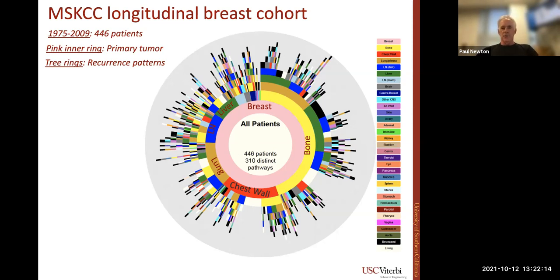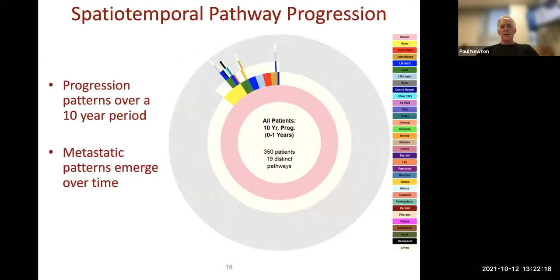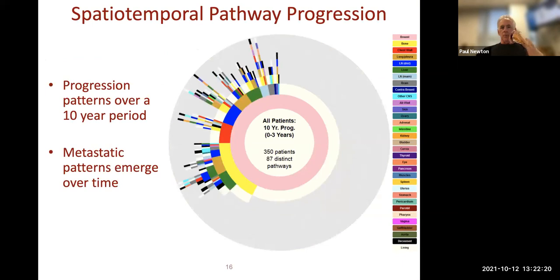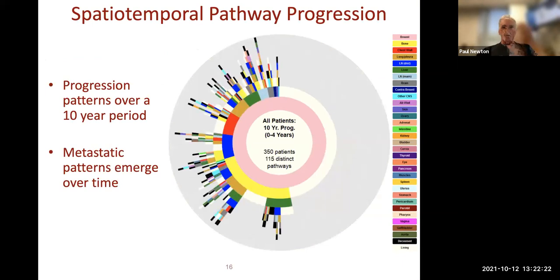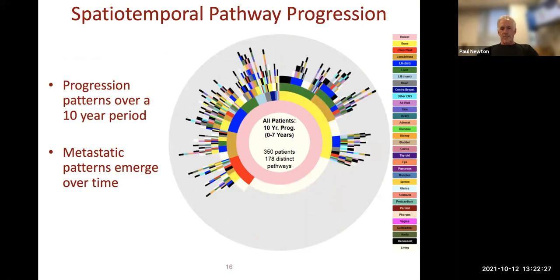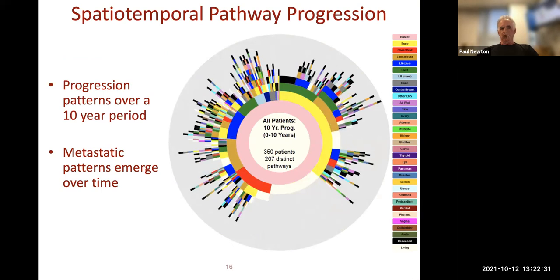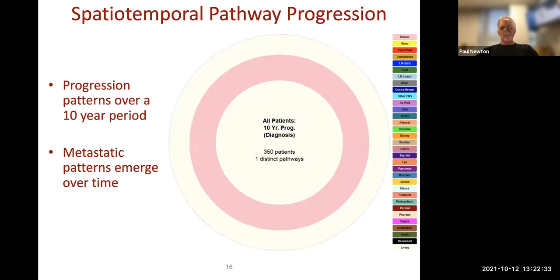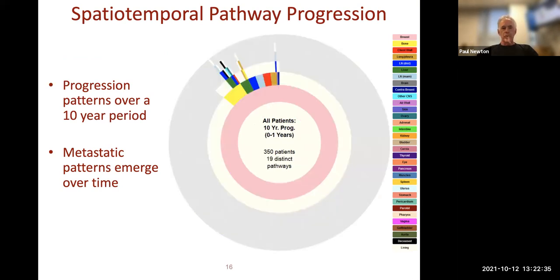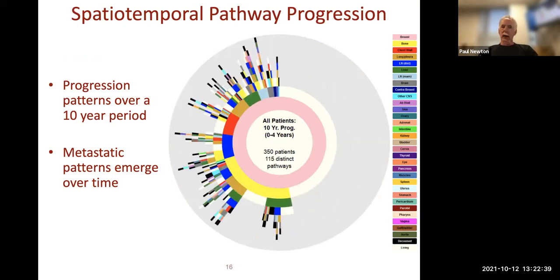No modeling here, just data display. But the data display allows us to see these patterns develop in time. This is a 10-year progression of these tree ring diagrams. So now we're on year 7, year 8, year 9. You can see the patterns develop over a 10-year period, and these patterns emerge over time. These are what I would call spatiotemporal pathway progression diagrams.